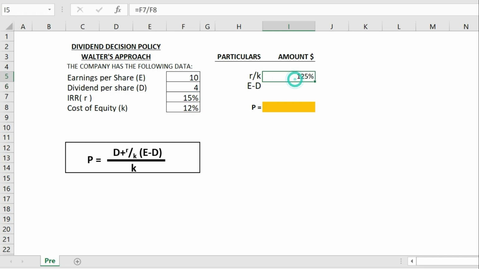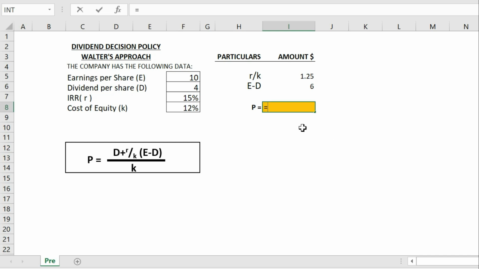Okay, it's 1.25%, and E minus D is E minus D, so it's 6. So now put the values here according to the formula.